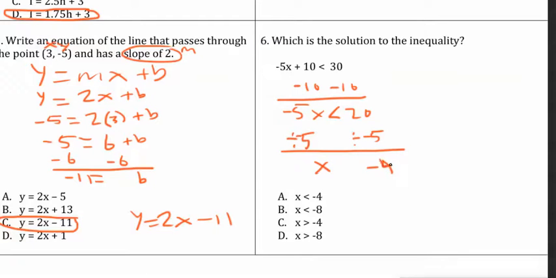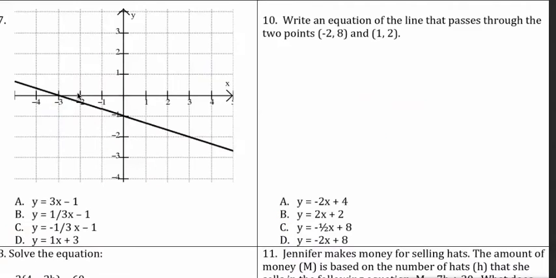Now there is one weird thing that we have to do with inequalities. When we multiply or divide by a negative, we need to change the direction of that inequality sign. So it changes from less than to greater than. So C is our answer.